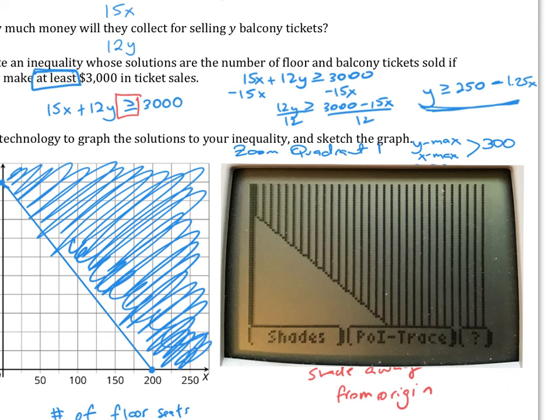Another reason why we just focused on quadrant 1 is because if we think about the situation, going into the negatives does not make any sense. If this was just an inequality with no situation attached to it, then we would probably want to use zoom standard and then change our maximum and minimum settings. But for our situation, we know we're not going to go into quadrants 2 or 4, because otherwise we're talking about selling negative amounts of tickets, and you just can't do that.